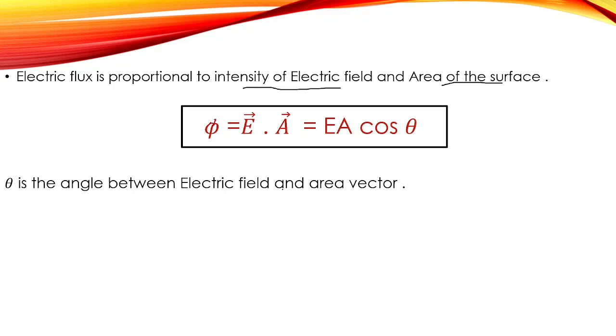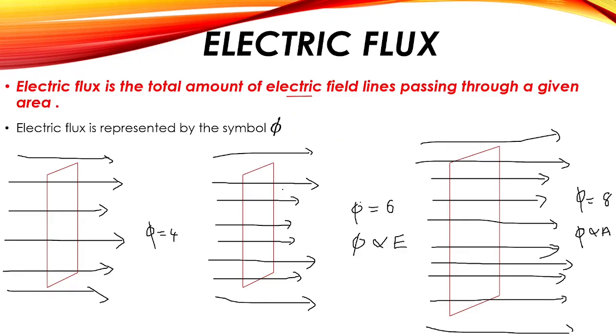Let's consider the same figure that we considered in the last slide. Let's consider that case once more. Here our electric field lines are going like this. And what will be our area vector? It will be perpendicular to our surface. So it will also be in this direction.